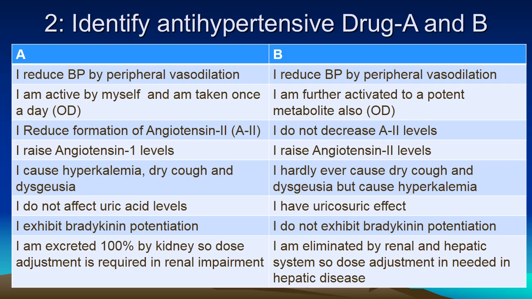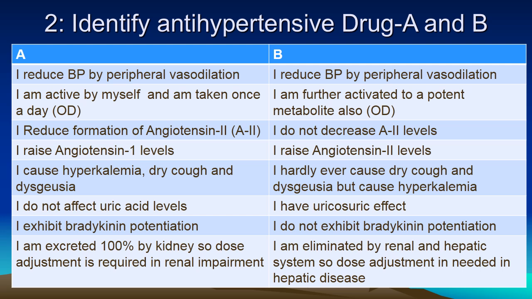Exercise 2. Identify antihypertensive drugs A and B. A reduces blood pressure by peripheral vasodilation. B also reduces blood pressure by peripheral vasodilation. A is active by itself and is taken once daily. B is active but is more activated into a potent metabolite and is given once daily.